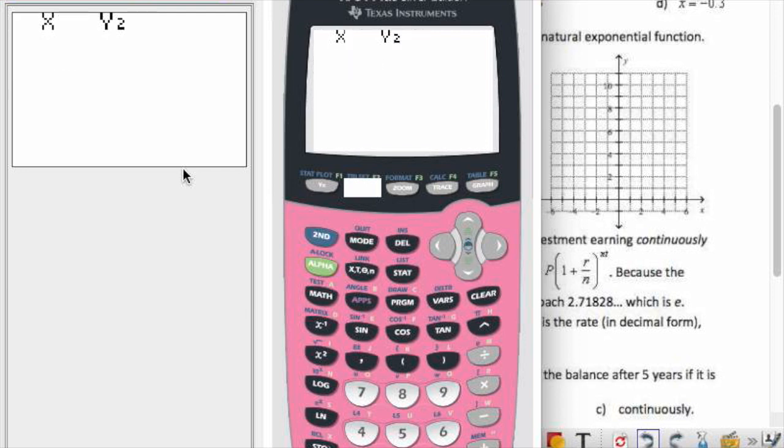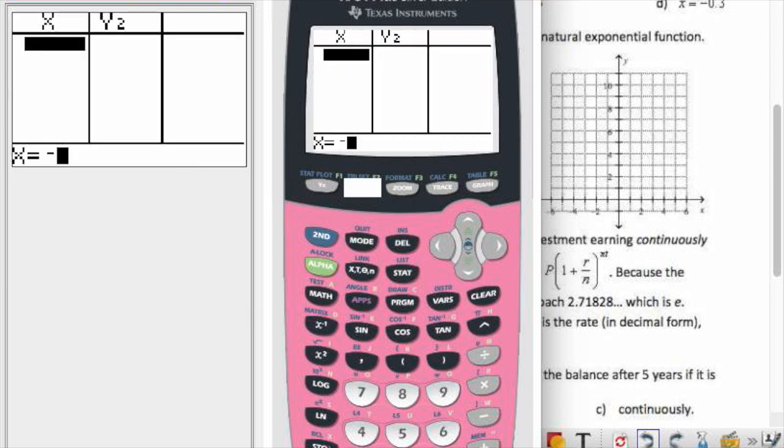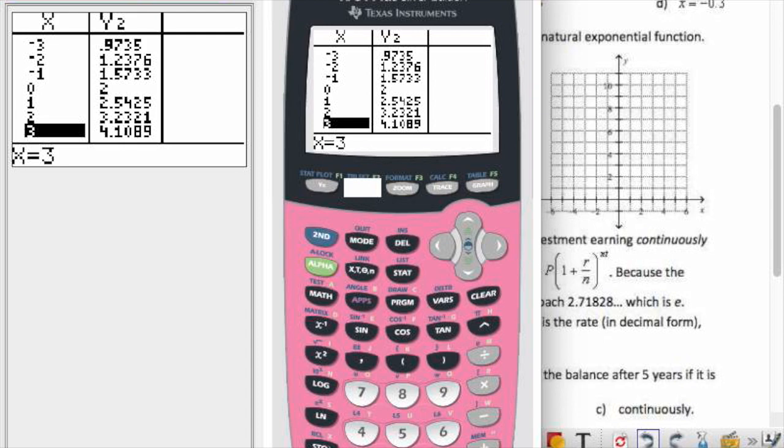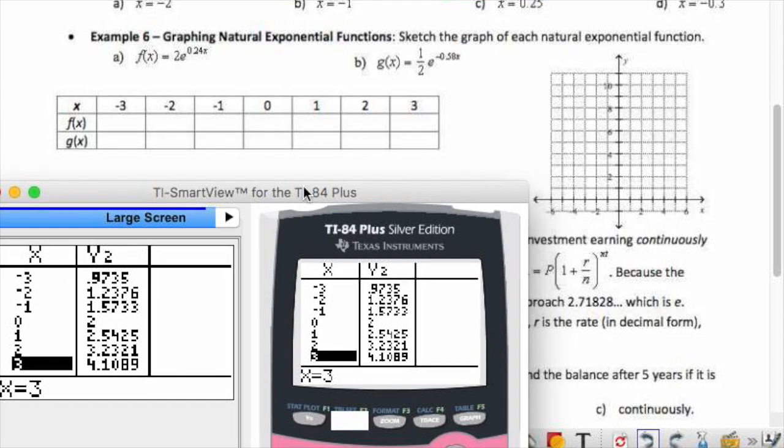Oops. Let's try that again. How about negative 3, negative 2, negative 1, 0, 1, 2, and 3. Okay, so now we just need to take these values here and transfer them over to the table here.